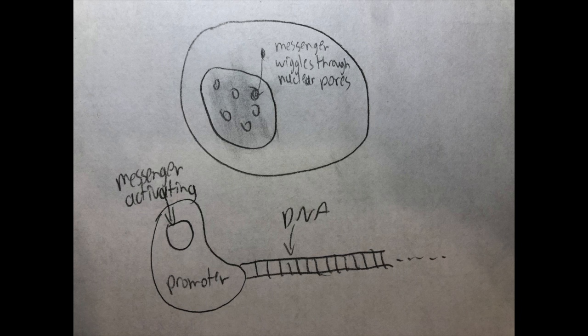This is usually sparked by a signaling molecule that will wiggle into the nucleus and activate a promoter protein. This protein controls where a specific gene starts and when it will be expressed. The signaling molecule will bind to this protein, activating it. Then, an enzyme, RNA polymerase, comes by and binds to the promoter protein. This is when transcription starts.